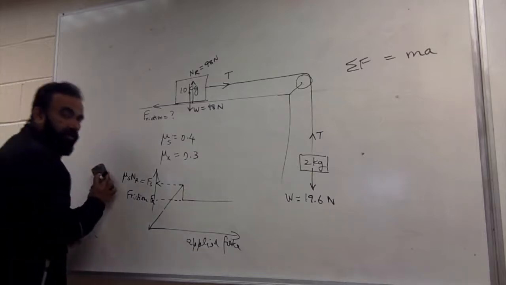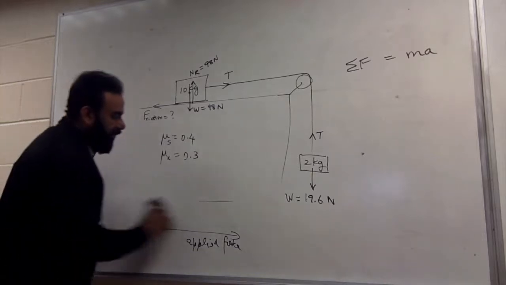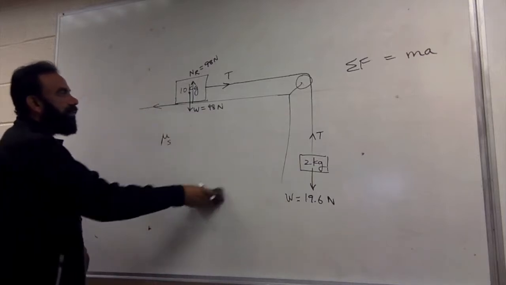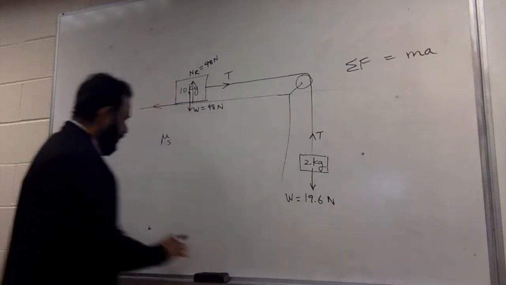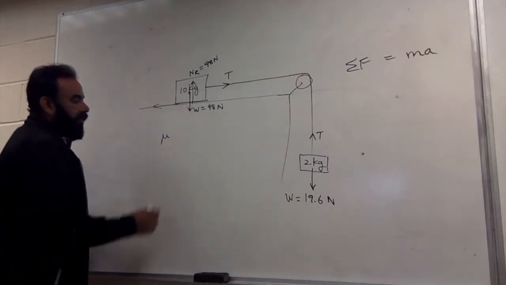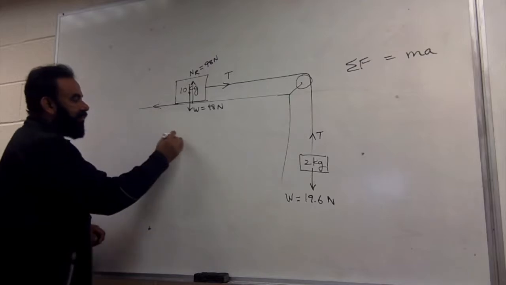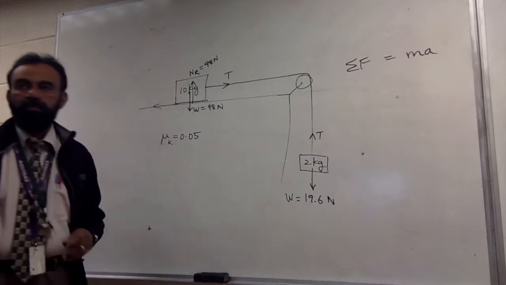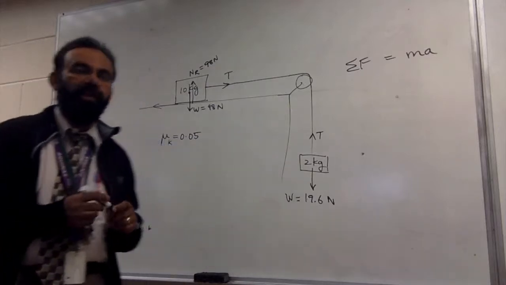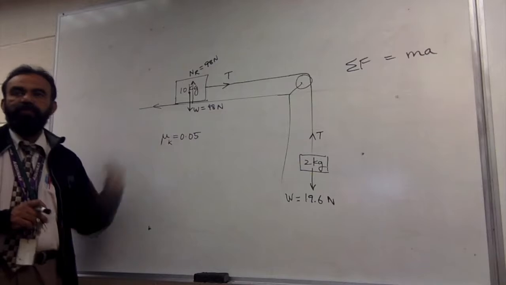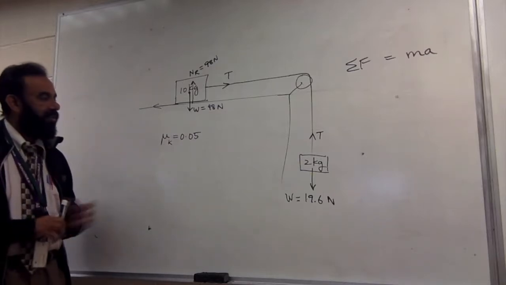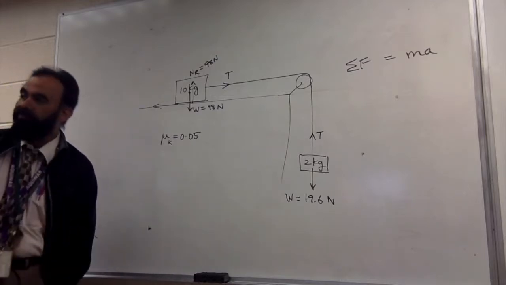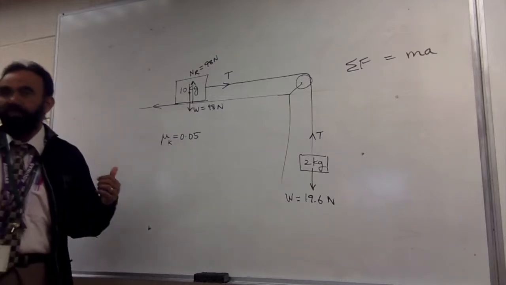Alright, so now, can I take it out? Now I'm going to change the values here to, let's say, the coefficient of kinetic friction is 0.05. I'm not even mentioning static friction because this indicates that it is already moving. This indicates that it is already in motion.